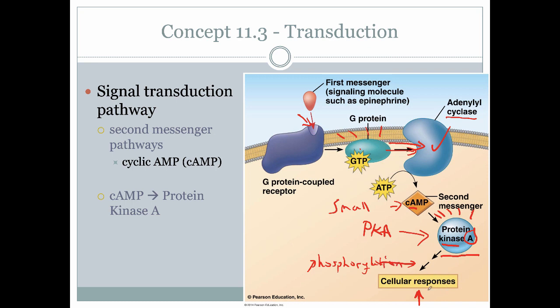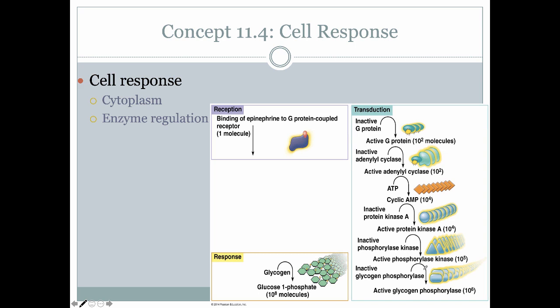To elicit some type of cellular response. Okay, so let me show you a real example of the cyclic AMP pathway. And this is the example that I want you to memorize because it's a good example for how this works. Signaling pathways, I know, seem complicated, but in reality, they are just directions, or step-by-step directions.